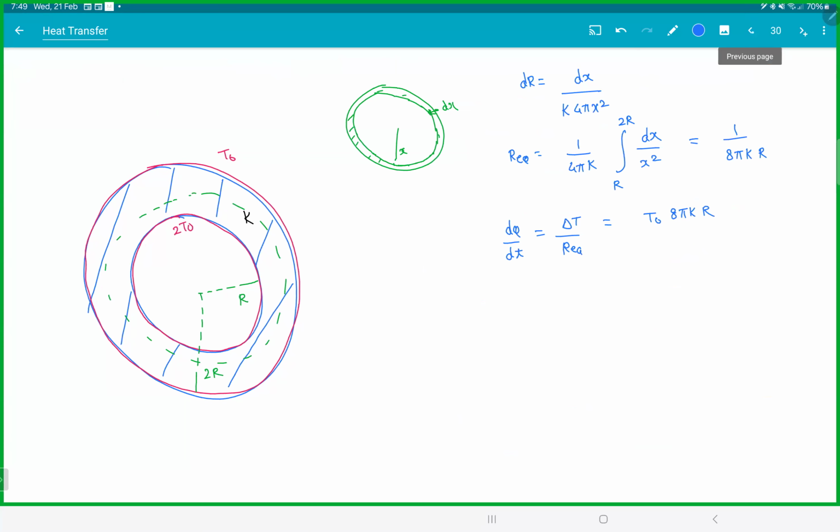Find temperature as function of x. Any doubts on this page, please ask me. I'll turn back to the questions. In cylinder we took 2 pi x L. In sphere we will take 4 pi x square. That is the only difference. Once R comes, then temperature difference by resistance.